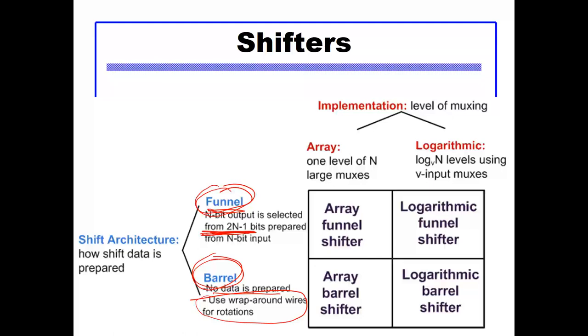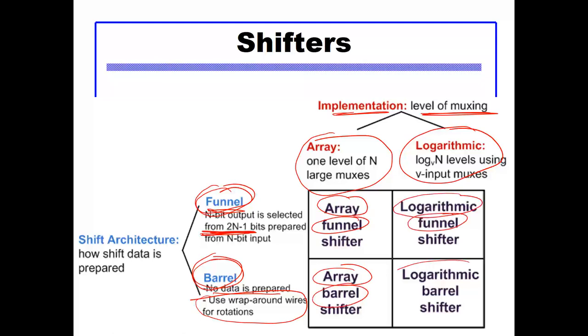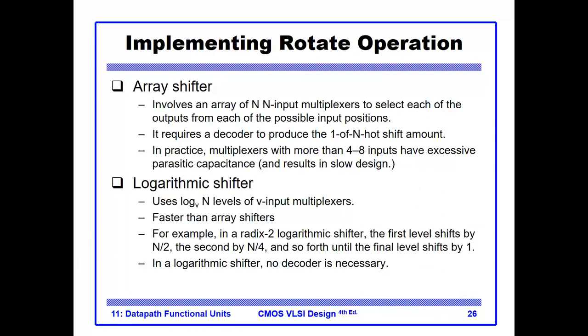Now, in terms of implementation, how many levels of multiplexer, because shifters have multiplexers all over the place. If you do the multiplexing in one level, it's called an array shifter. If you do it in multiple levels, it is called a logarithmic shifter. Therefore, you can see the flavors: array funnel shifter, array barrel shifter, logarithmic funnel shifter, or logarithmic barrel shifter, which gives you all these flavors of shifter implementation. Array shifters involve one level of multiplexer, while logarithmic shifters involve multiple levels of multiplexing, as we will see in the example very shortly.